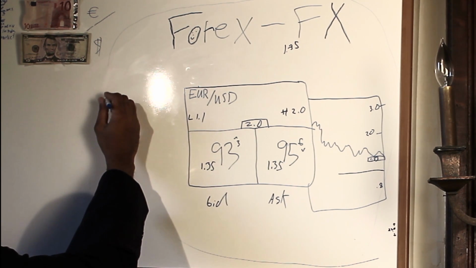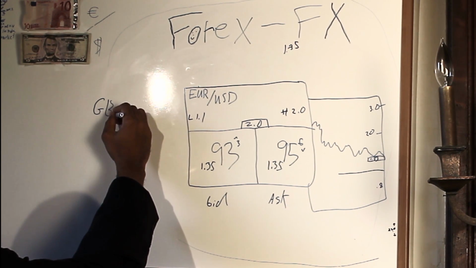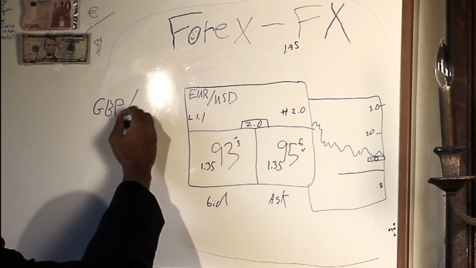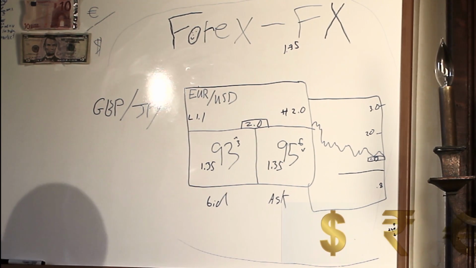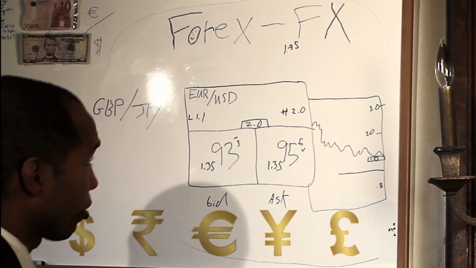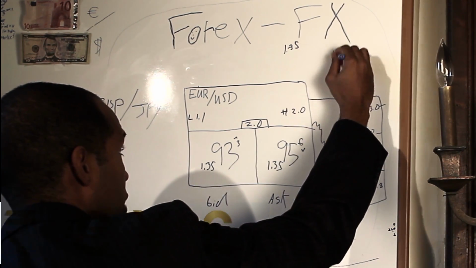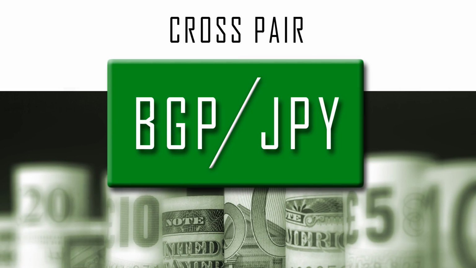So a guppy would be GBP against the yen, Japanese yen, so JPY. So you have an account that's funded with US dollars. Let's say you have $1 million US. So how can you buy or sell a cross pair?